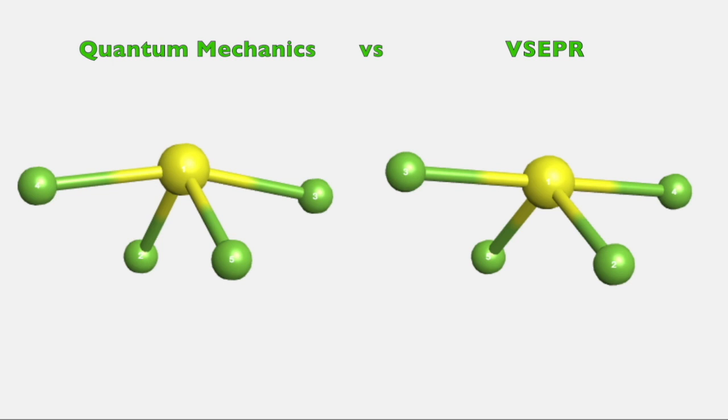Both structures have a seesaw molecular shape. However, their geometric arrangement is trigonal bipyramidal, as there is a lone pair on the central sulfur atom that is not shown. First, let's look at bond angles.